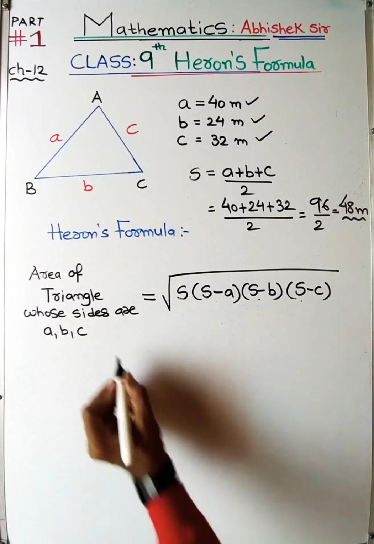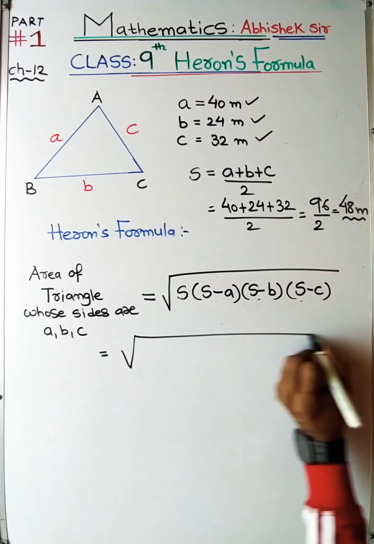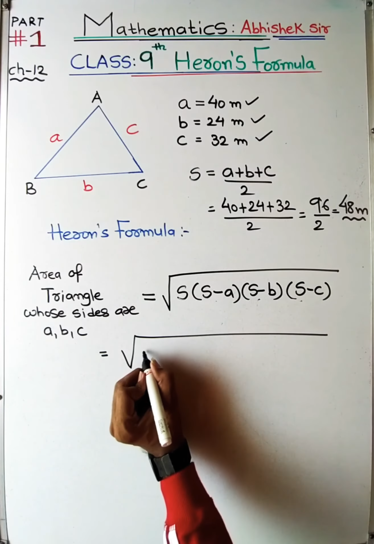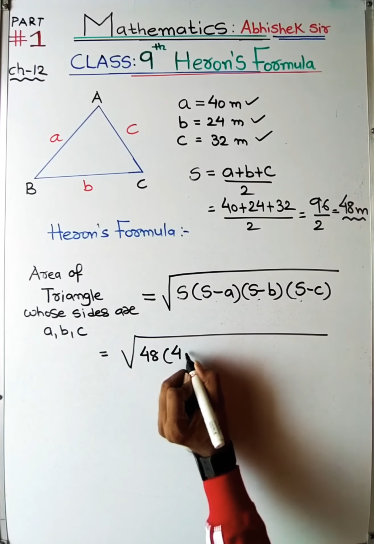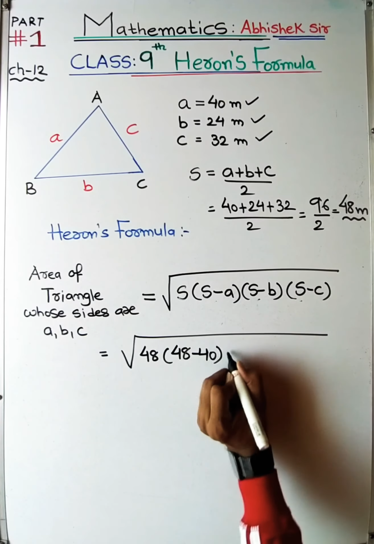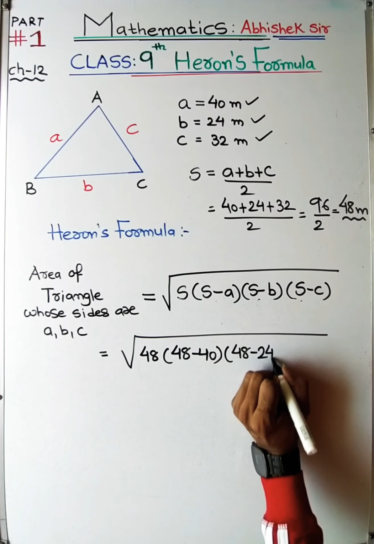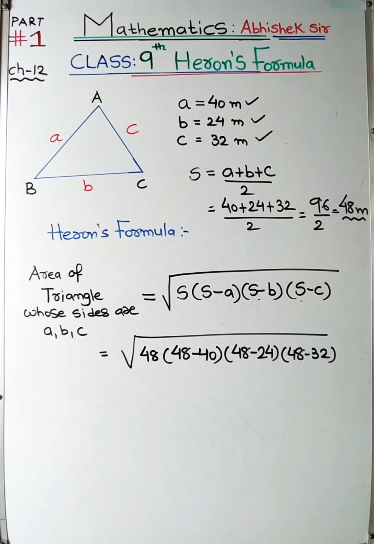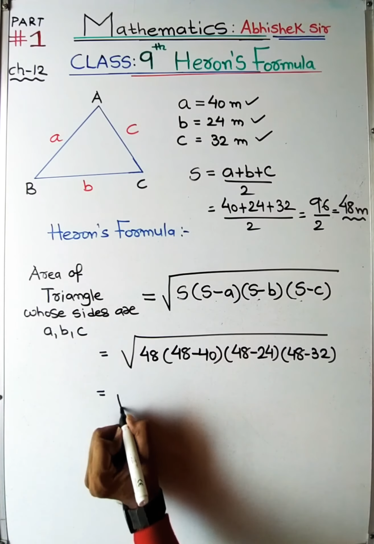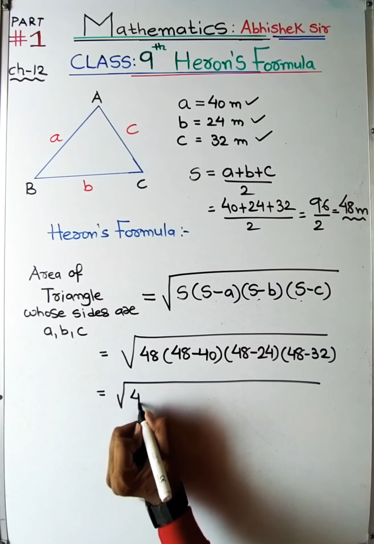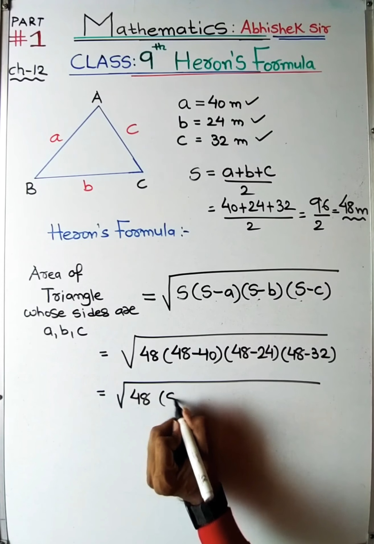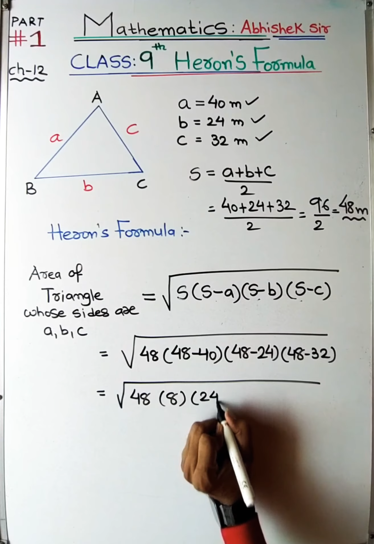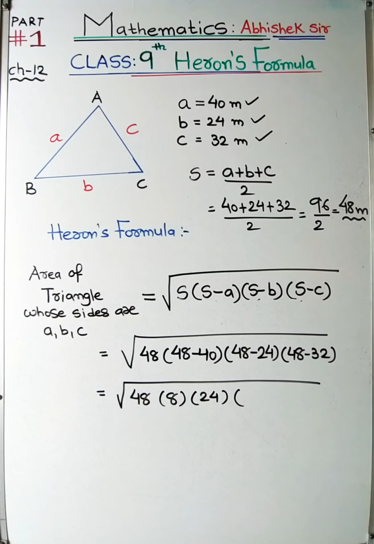Clear? Now let us put the values. Area of a triangle whose sides are a, b, c is s into s minus a, s minus b, s minus c. Now the s value is 48. The next bracket will be 48 minus 40. Then we have 48 minus 24. And then we have 48 minus 32. So what you have to do is solve the brackets first. 48 minus 40 will be 8. 48 minus 24 will be 24. And 48 minus 32 will be 16.